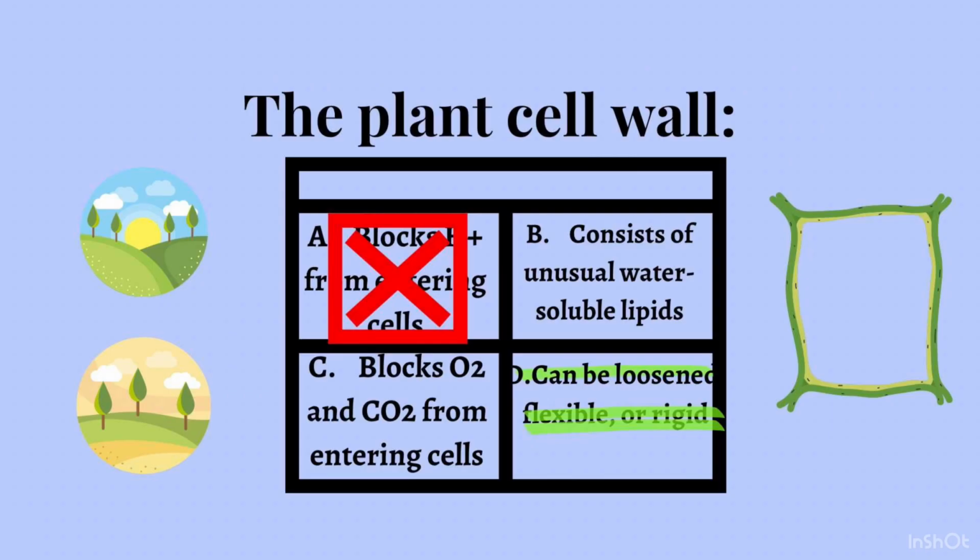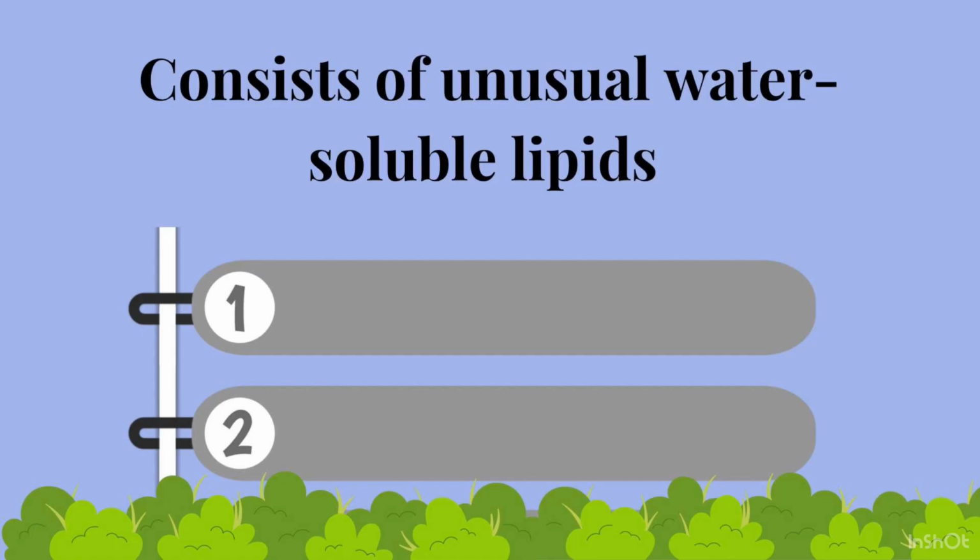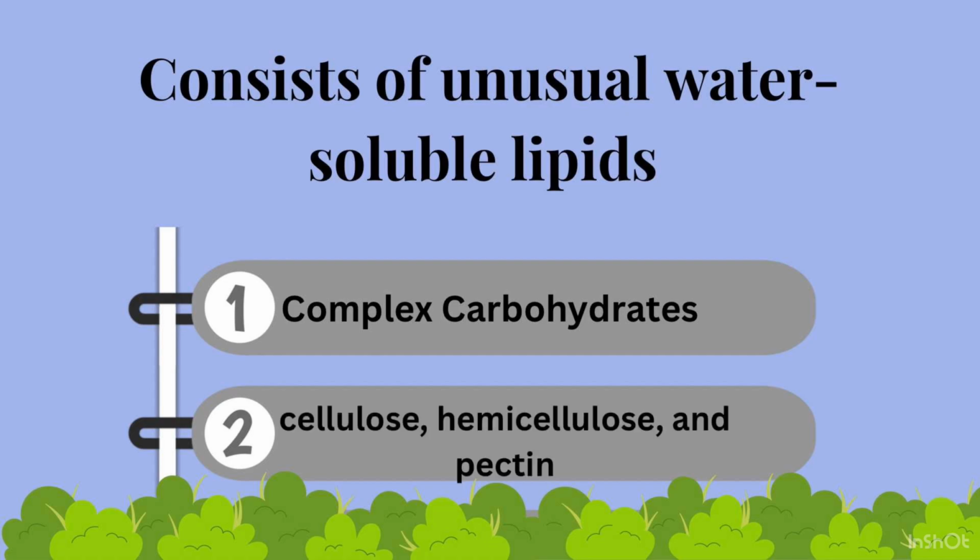So let's look at B now. Consists of unusual water-soluble lipids. So this one's wrong too. Even though there are lipids present in, like, the plant cell membrane and other things like that, the plant cell wall is primarily composed of complex carbohydrates such as cellulose, hemicellulose, and pectin, and there are other proteins and structural components in there as well.